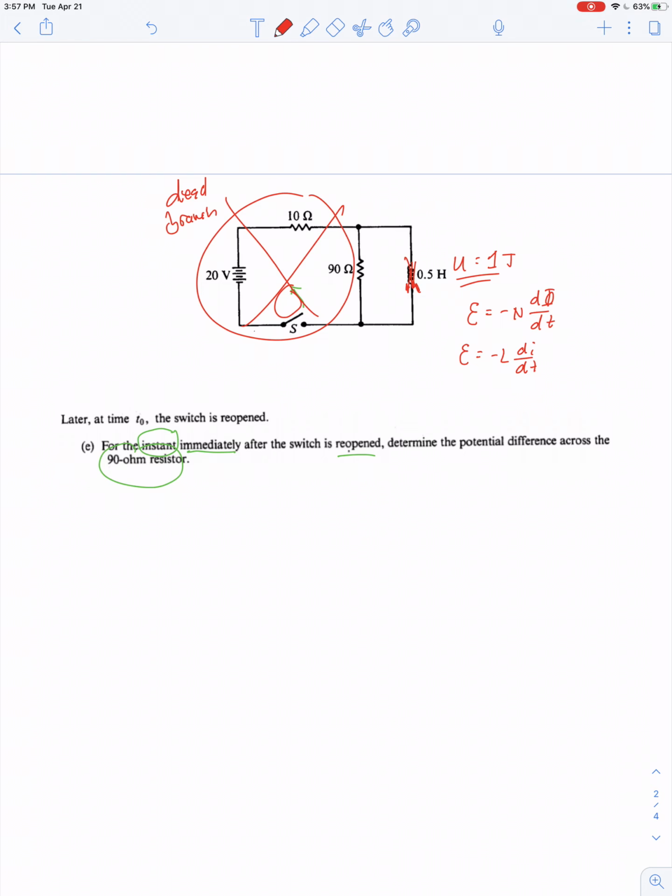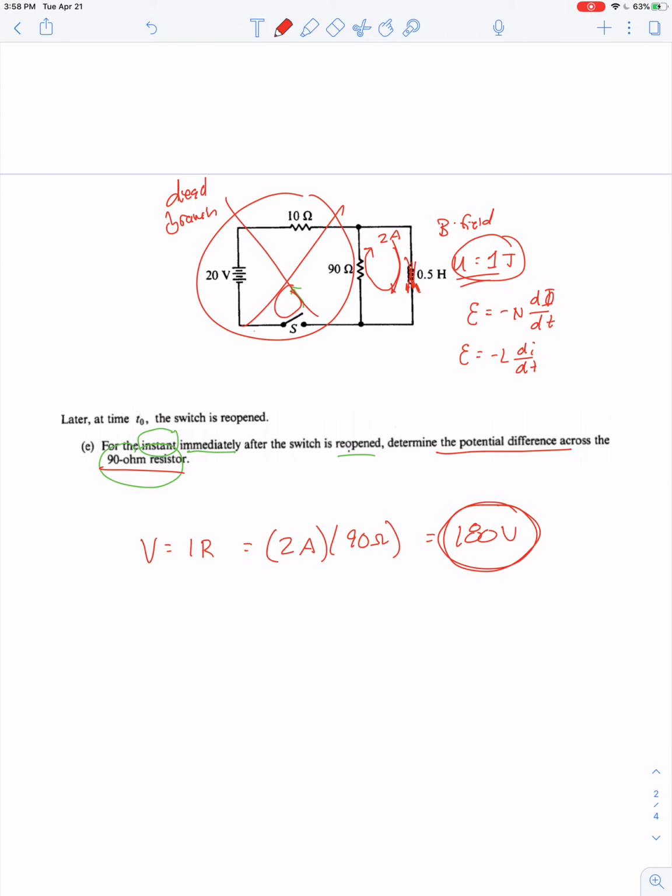and the current that was equal to, what did we decide on, 2 amps in the steady state was flowing through the inductor. Well, for the inductor to maintain its energy or maintain its B field, it would have to maintain this 2 amps of current. And to do so, the only path where it can flow is through this right-hand loop and through the 90 ohm resistor. So the potential difference across the 90 ohm resistor is just equal to I times R. So it's 2 amps flowing through 90 ohms, and we get 180 volts.